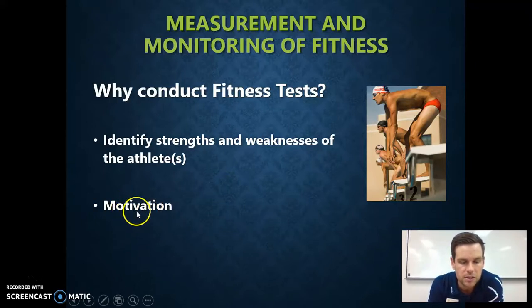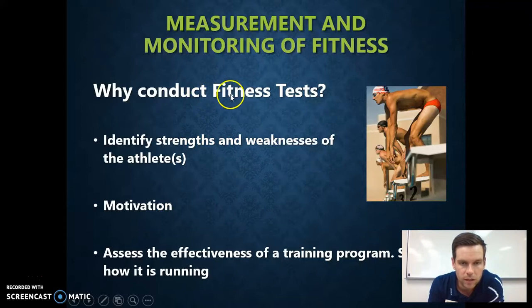Also motivation in terms of intrinsic motivation, so they might be trying to beat their previous time, or they've been set a time they need to achieve in order to get a game for that team. So motivation in terms of individual, so intrinsic motivation, but also extrinsic, so looking around and comparing yourself to your other teammates.